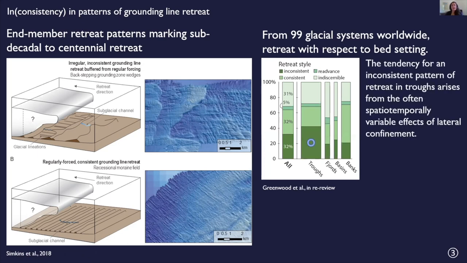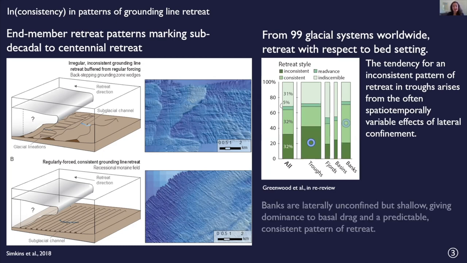And what we find is that the tendency for inconsistent retreat in troughs arises from what we think is spatially and temporally variable lateral confinement. And so we tend to see systems that can overcome their forcing in troughs. Whereas on banks, we think of these as laterally unconfined and generally shallow areas on the seafloor where basal drag can be pretty important. And we often see this predictable, consistent pattern of retreat.